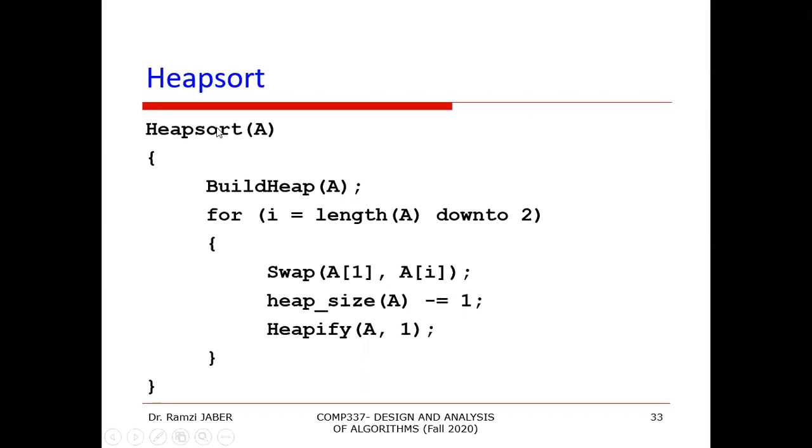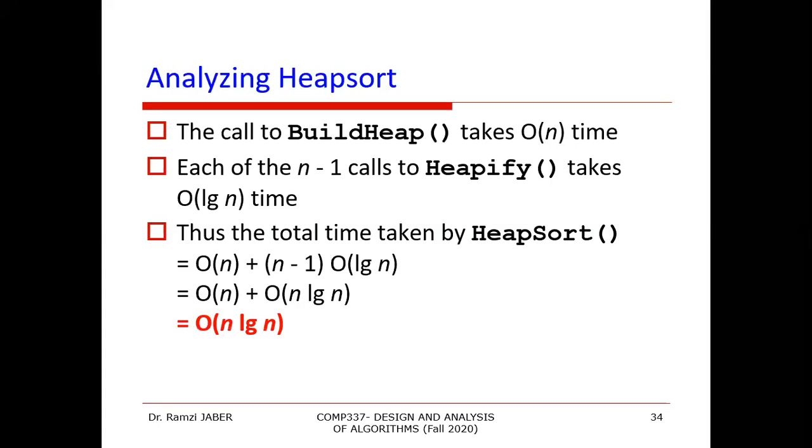The final algorithm will be like this. Heapsort: it calls build heap. Then for i equals length of A down to 2, swap the root node with A[i], let the heap size decrease by 1, and call heapify again. Okay, to make sure it's sorted. What is the complexity?